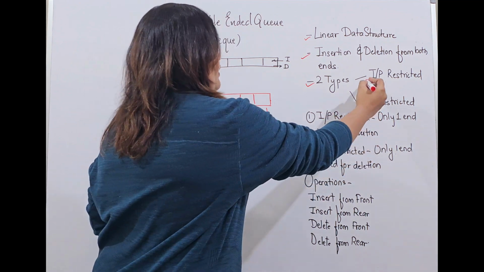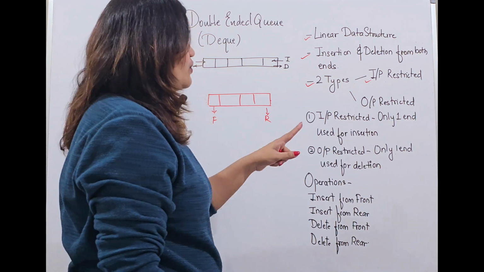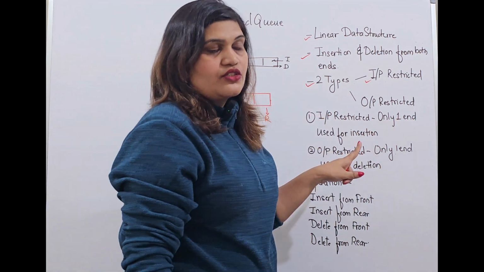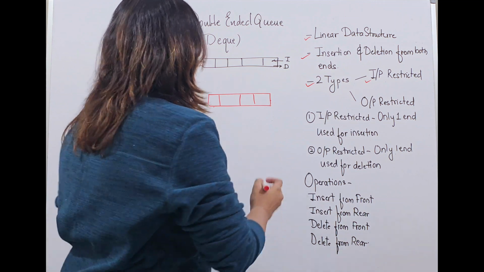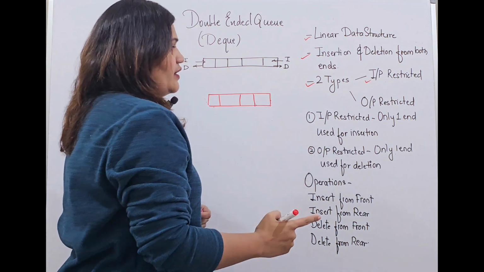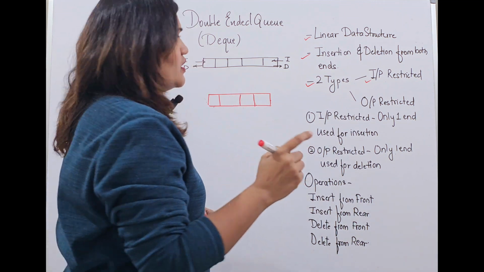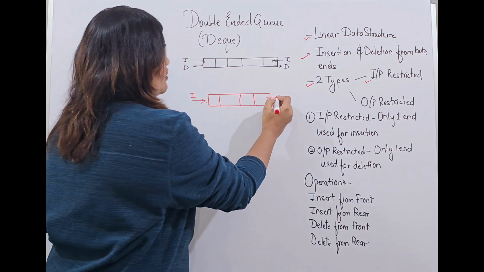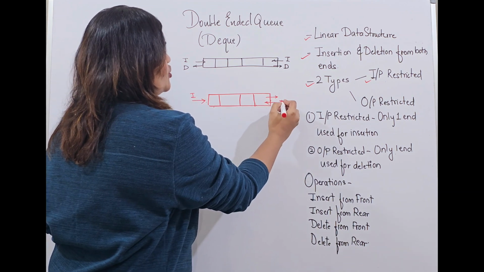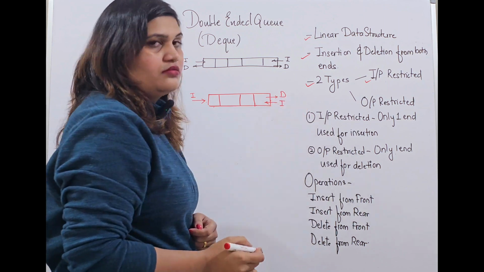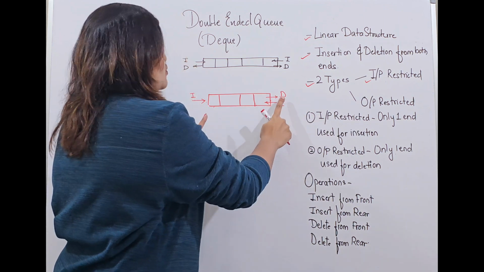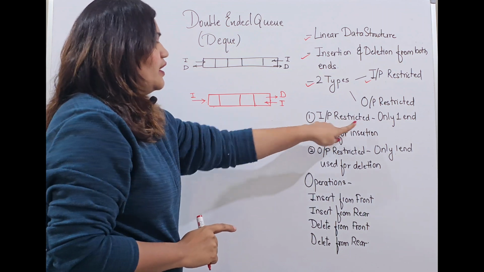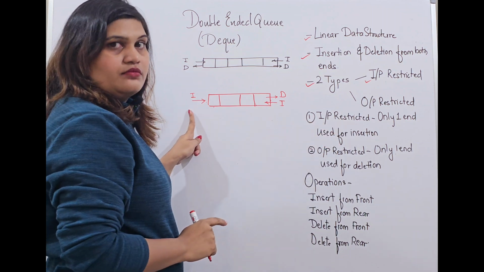Input restricted queue. Now the very first input restricted queue, let's try to understand what it is. Here only one end is used for insertion. So if I have a queue and if it is input restricted, that means only one end would be used for insertion. Suppose this is the end that is used for insertion. This will be the end that will be used for insertion and deletion both. Okay, this end is used for insertion and deletion both. Input restricted. Only one end will be used for insertion.